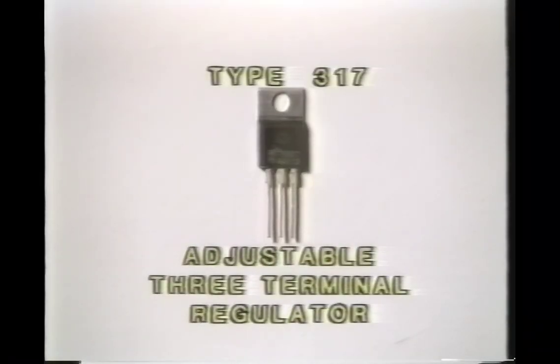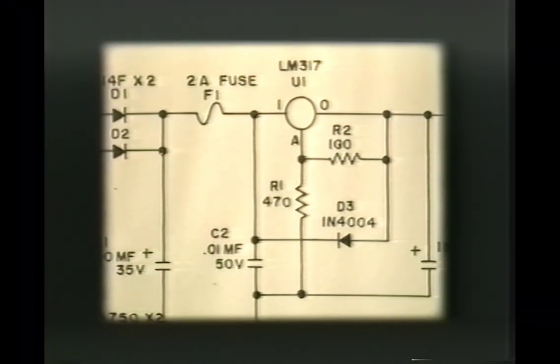Some types of 3-terminal regulators are adjustable, and this is the type 317 adjustable 3-terminal regulator. The adjustable regulator is used where the manufacturer of the game needs an output voltage other than the fixed 5, 12, or 15 volt output of the regulators we just looked at. Midway uses a type 317 adjustable regulator in this power supply to obtain a 7.2 volt output.